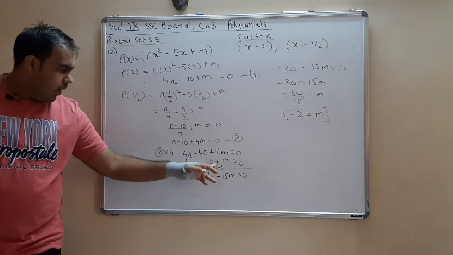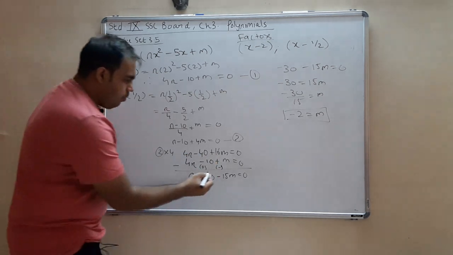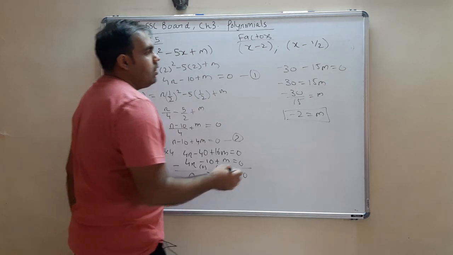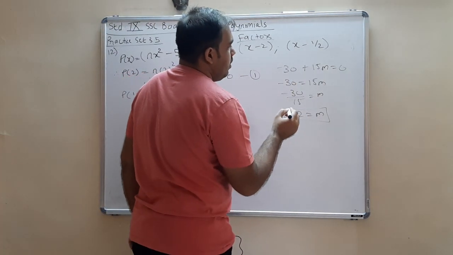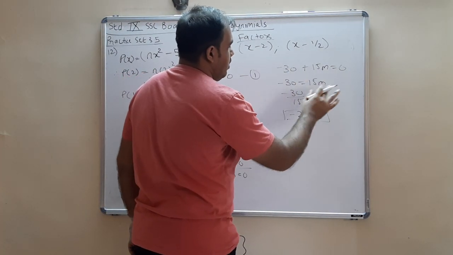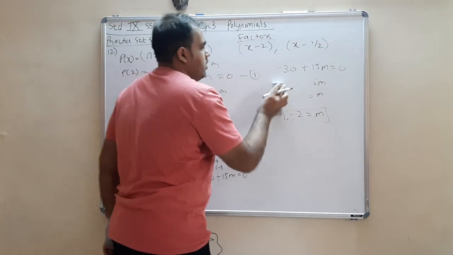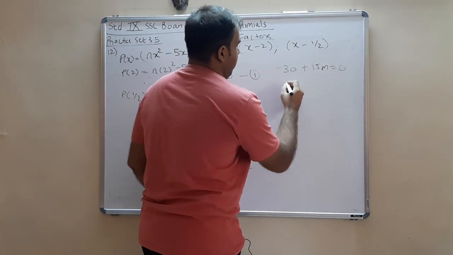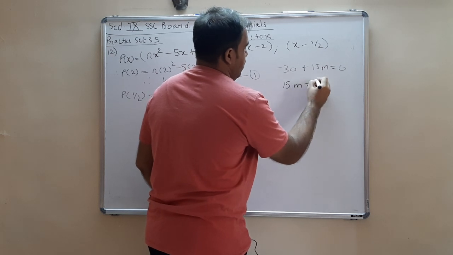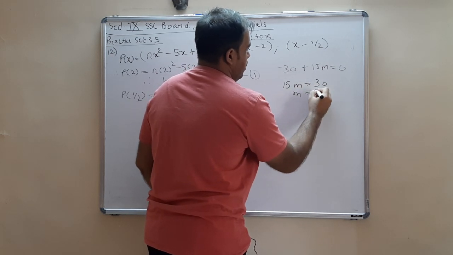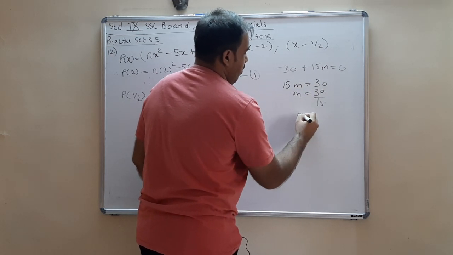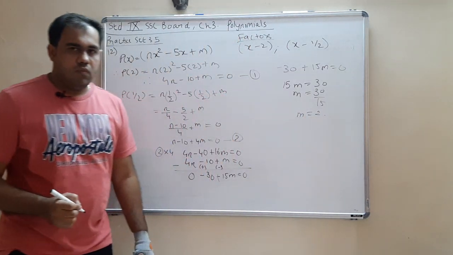So 16m minus m is going to be 15m. This is going to be positive. So 15m, and 30 can go that side. So I have done something wrong there. So I have 15m equals 30, m equals 30 upon 15, m equals 2.